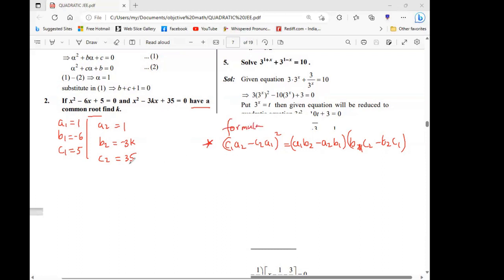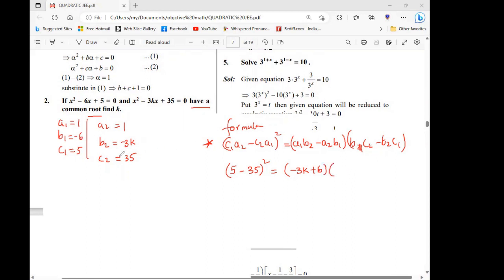So C1A2 means 5 into 1, 5 minus C2A1. C2A1 means 35 ones are 35, whole square, equal to A1B2. A1B2 means A1 is 1, B2 is minus 3k. So 1 into minus 3k, minus 3k. A2B1, A2 is 1, B1 is minus 6. So minus of minus plus 6 into B1C2.